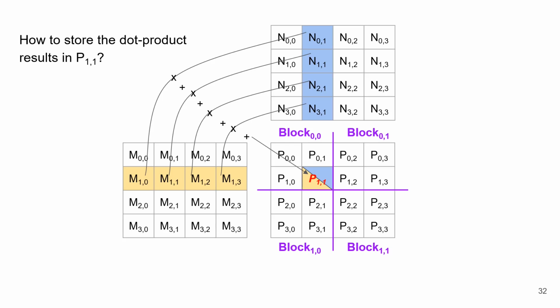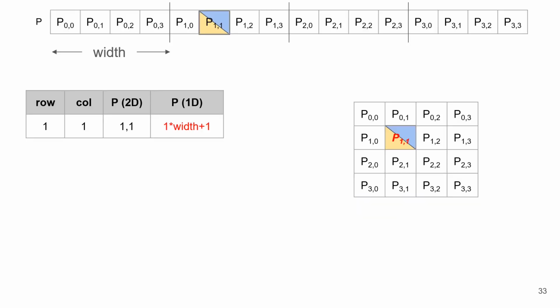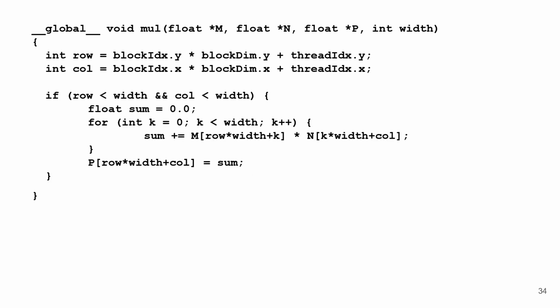The final question is how to store the result in the output matrix, assuming that this matrix is also stored linearly in the memory. As you can see in the figure, to access P11, we have to traverse 1 row and add the column number to that, which is 1 multiplied by 1 plus 1, or generally said, row multiplied by width plus column. To write the kernel, we have to put all the things we have discussed so far in the CUDA programming language, skipping the syntactical form of a kernel, which I assume you're familiar with.